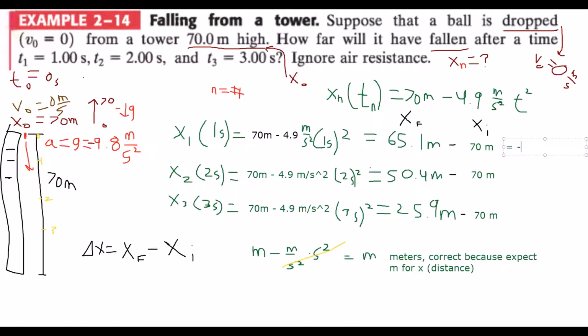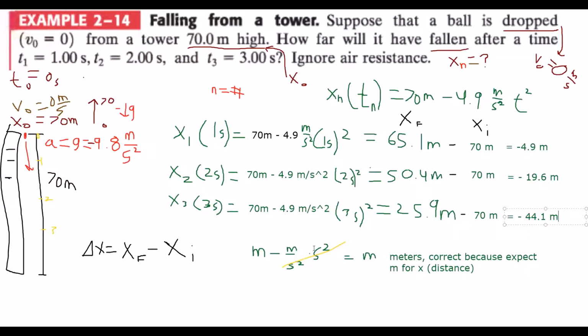Equals negative 4.99 meters. Equals negative 19.6 meters. And equals negative 44.1 meters. Remember, they're expecting it to be negative because you're falling against the axis.